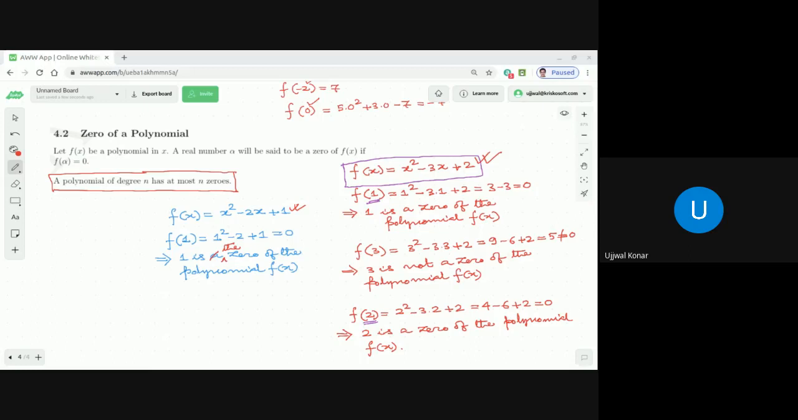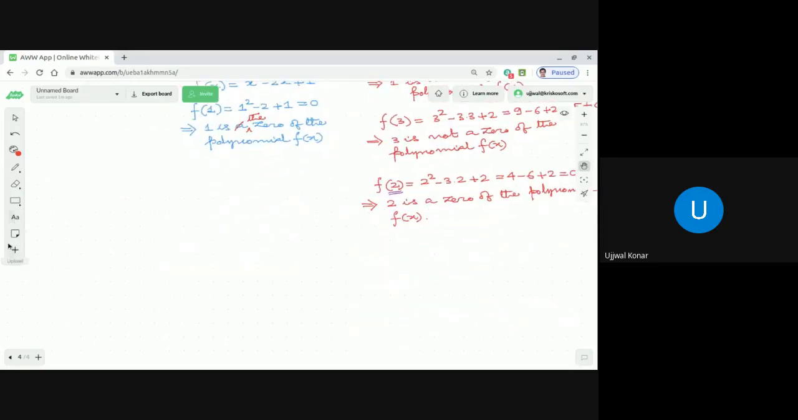Another example: if you see f(x) equal to x squared plus 3x plus 2, you can also compute the way I'm showing you. Let's find the value of this polynomial at x equal to minus 1 and x equal to minus 2. In both cases, dear students, you will find the value is actually coming to 0. Okay, let me show you.